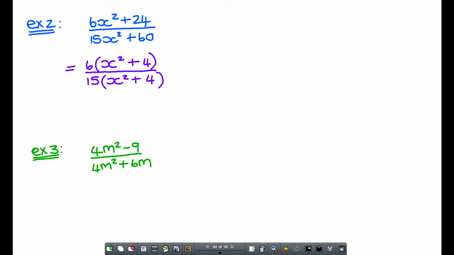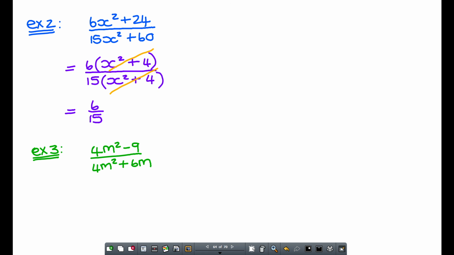Now, how many terms at the top? 1. How many terms at the bottom? 1. So am I allowed to cancel out? Yes. And what can we cancel out? The 6 and the 15. The full bracket is the same, so I can cancel that whole bracket with this whole bracket. Which means that my final answer would only be 6 over 15. Does it seem okay? Right. Let's look at the bottom one.